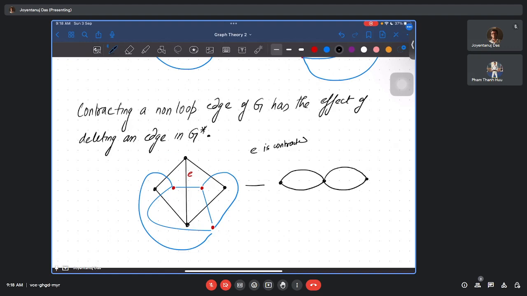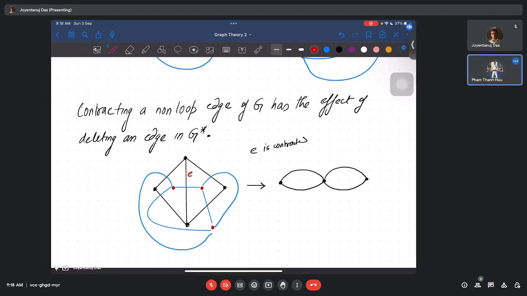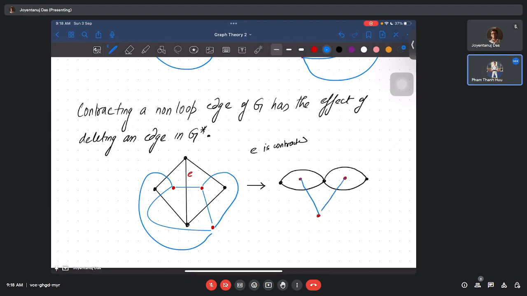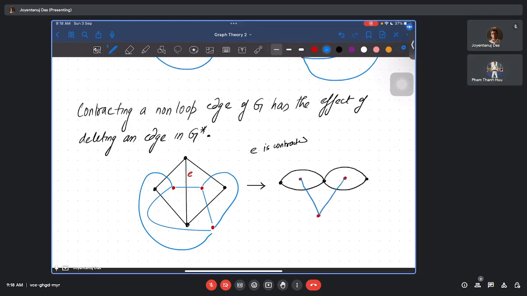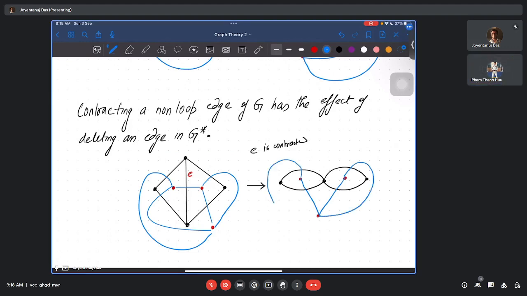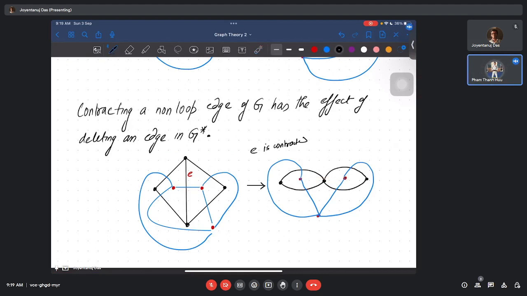So then what will be the dual graph? The dual graph still has three faces. This is one face, this is one face, and this is one face, outside. But now you can see that these two faces are not sharing any edge, so there will be no edge between them. So this edge got deleted in G star. That is what they are saying.